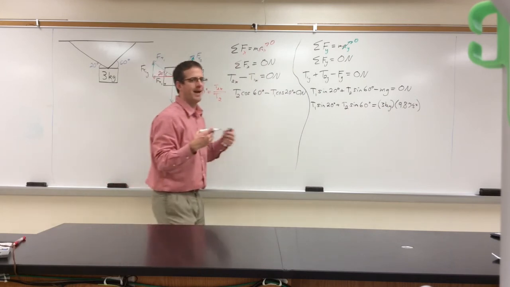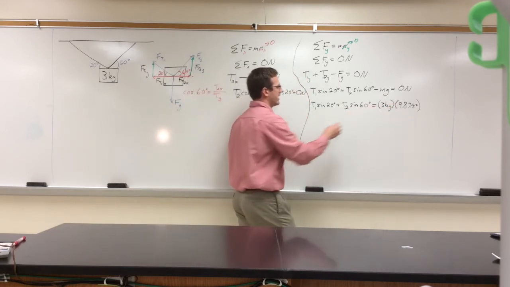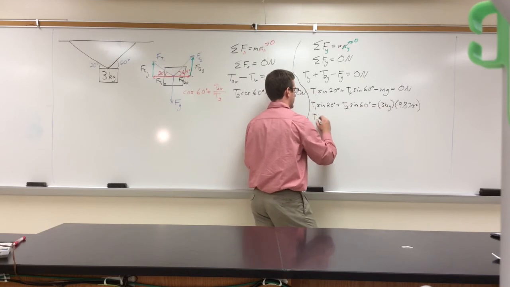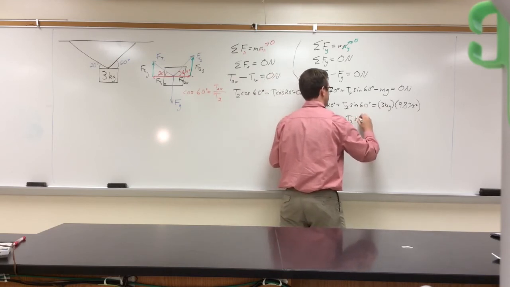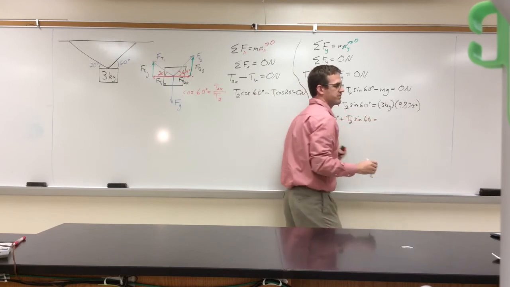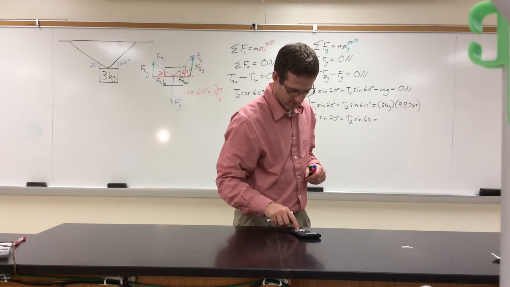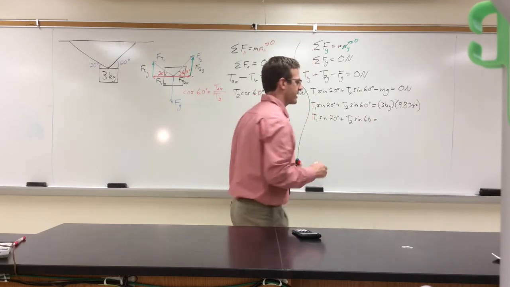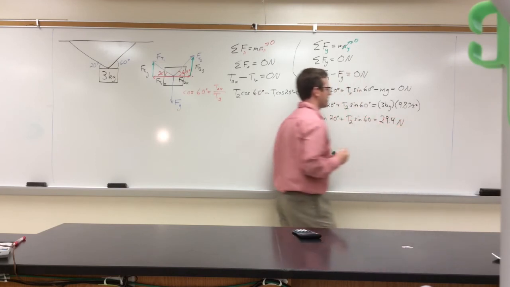Okay, well, again, I don't like this. This kind of seems messy to me. So I'm going to plug some numbers. I'm going to actually put that into my calculator. And I'm going to get T1 sine 20 plus T2 sine 60 equals 3 times 9.8, which is 29.4. And of course, that's newtons.